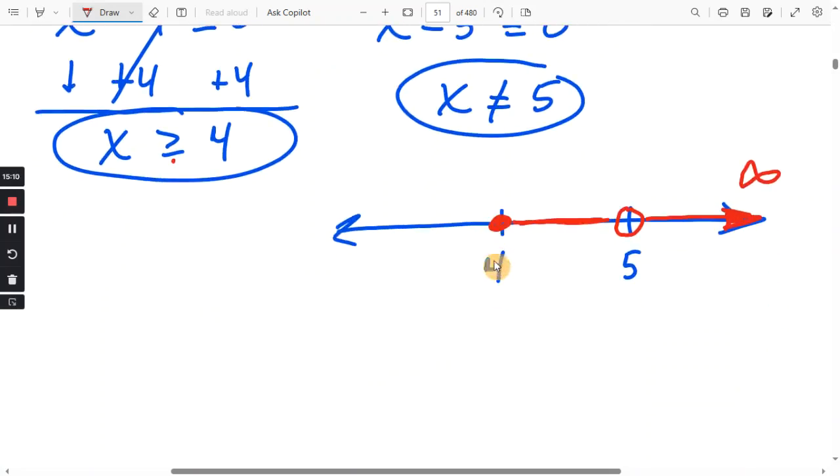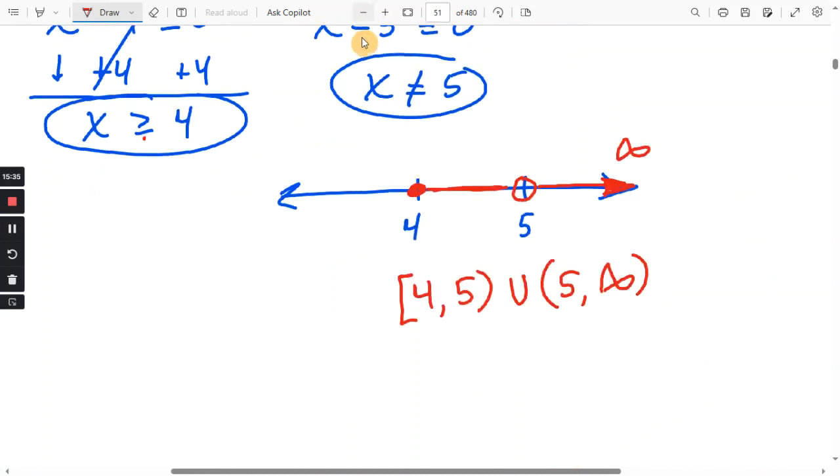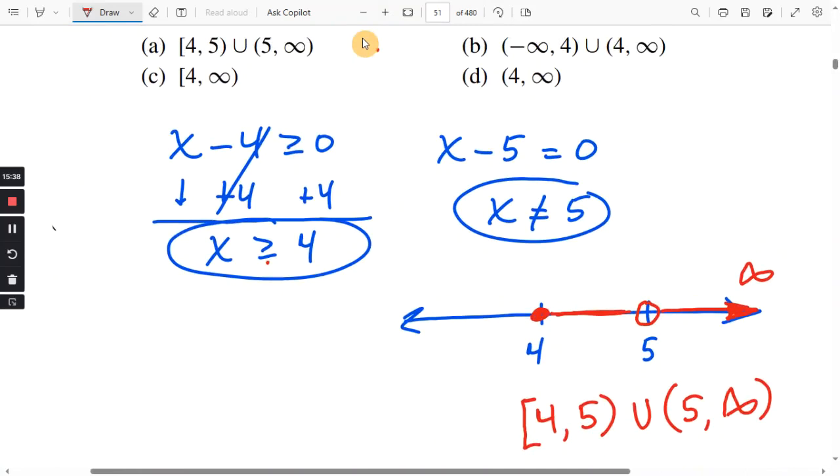Since it includes 4, use the square bracket, and that runs to 5, but it does not include 5. Use the rounded one, and that's in union with 5. Once again, rounded parenthesis, it doesn't include 5, and it runs to infinity. For infinity, use the rounded one. So 4 to 5, we have that right here, and 5 to infinity, we have that right there. So that is answer A.